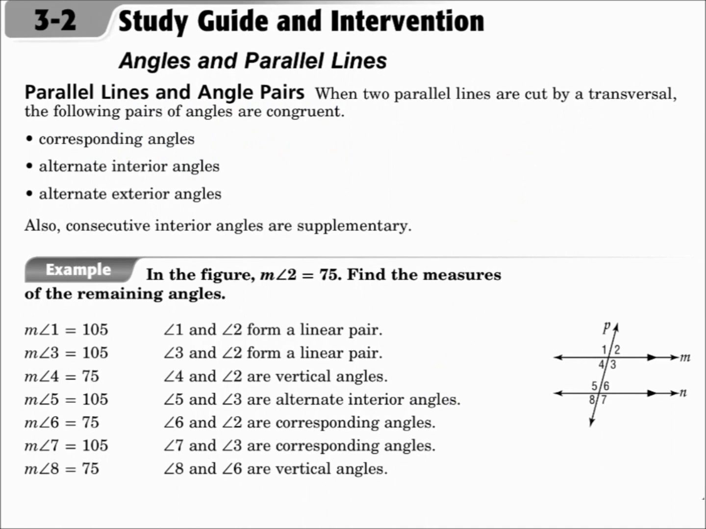This is lesson 3.2, Angles and Parallel Lines. Your objectives are to use theorems to determine relationships between angle pairs and use algebra to find angle measures.